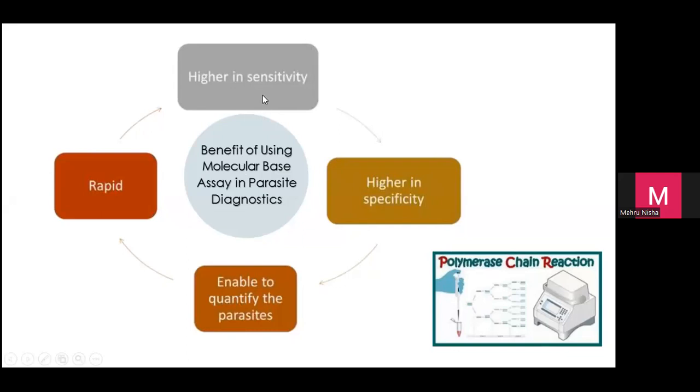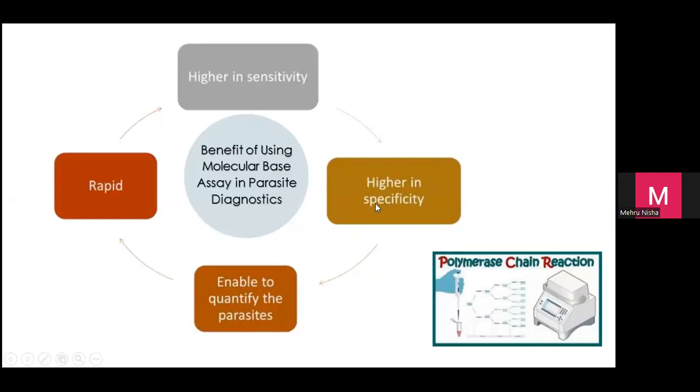Makmal, kalau kita teknik ni sensitif, bermaksud dia boleh detect. Even kalau kamu ada sikit parasite pun dia boleh detect dia. Sebab tu kita kata ni higher sensitivity.